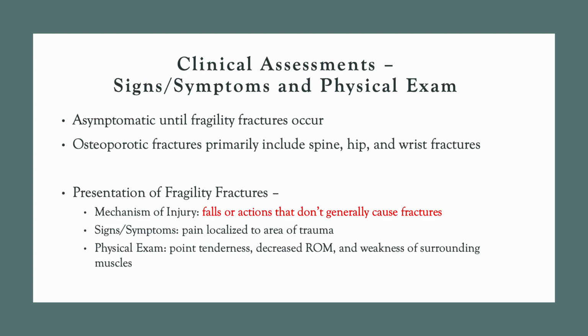Osteoporosis is asymptomatic until it's not, and fractures occur. Fragility fractures primarily include those of the vertebrae, hip, and wrist, and these occur when a mechanism of injury causes a fracture that would not normally do so in a patient with a normal bone density. For example, a low-impact trauma like a fall from standing would not normally cause a fracture in the spine of a typical healthy patient. But with a patient who has weakened bones like osteoporosis patients, this is very likely.